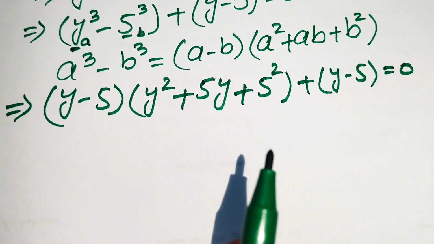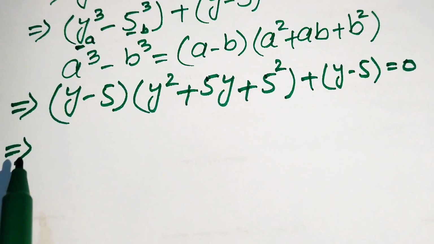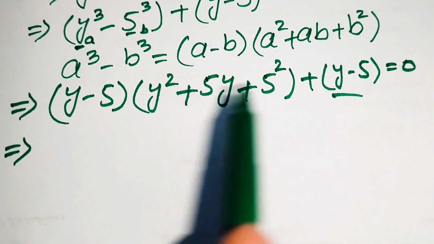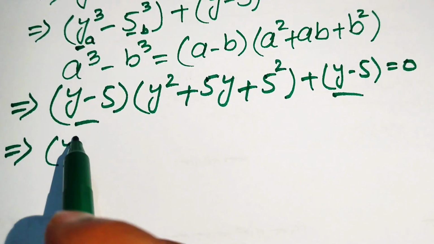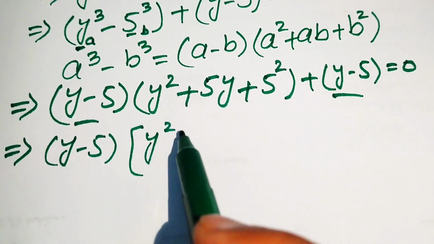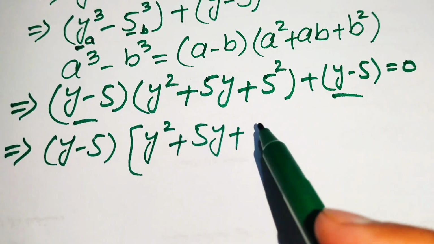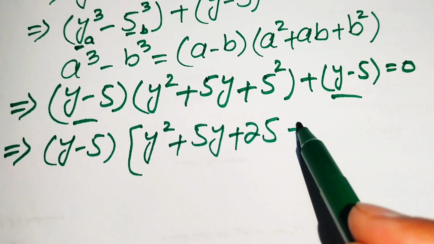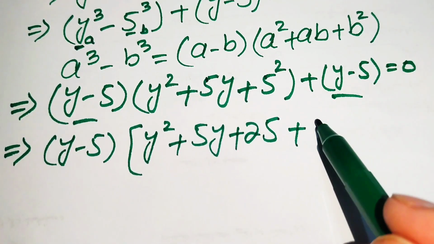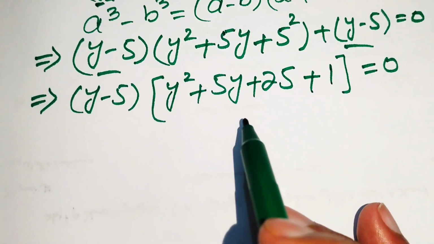In the next step, you see that we have y minus 5 as the common factor. You see here this and this, so we take common y minus 5, and the remaining terms are y square plus 5y plus 5 square, which becomes 25, and after we take common y minus 5, here we get plus 1 equals 0.